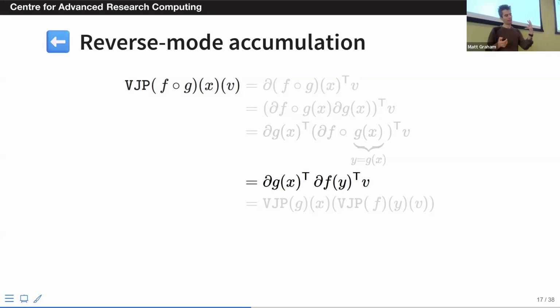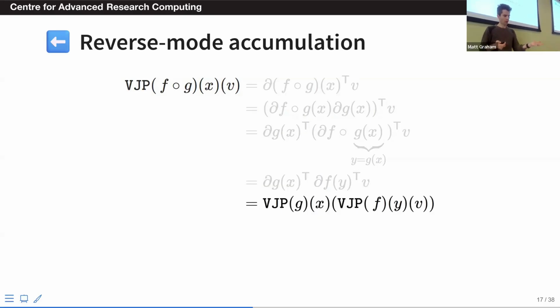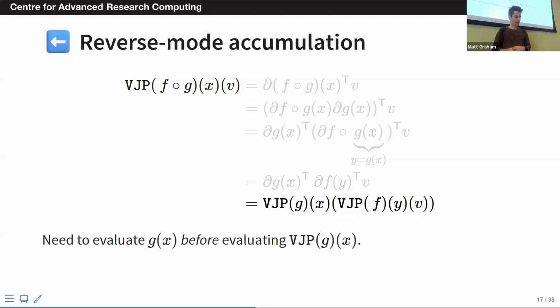as y, the vector Jacobian product of this composition can be expressed as the vector Jacobian product of the inner function g, evaluated at the original point x, applied to the vector Jacobian product of f, evaluated at g of x, y, applied to the vector v.